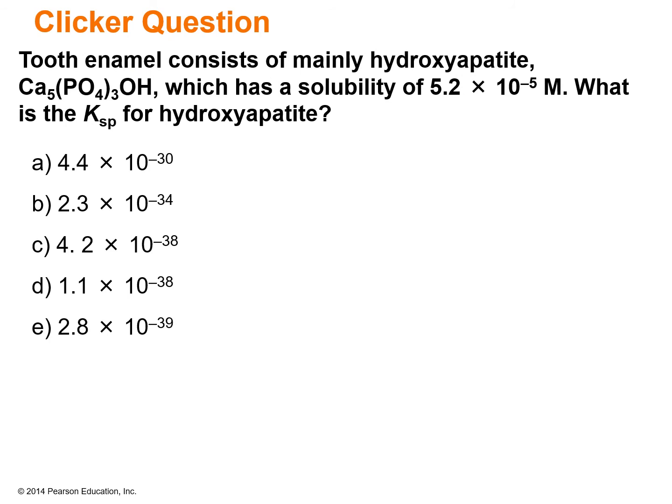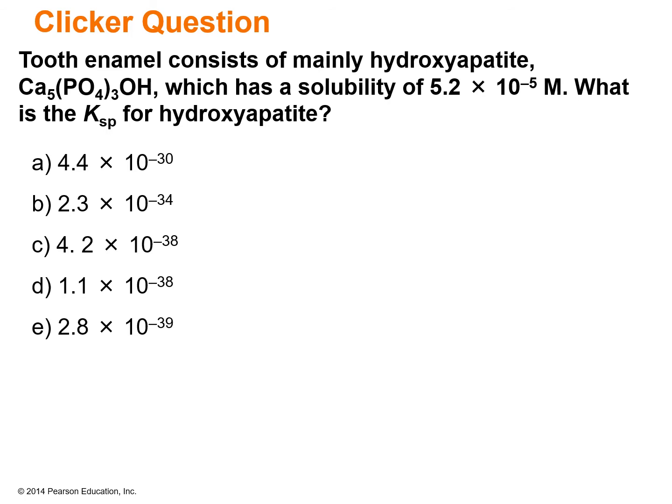So this clicker question focuses on tooth enamel, which consists of hydroxyapatite. And so it is a bunch of calciums, a bunch of phosphates, and a hydroxide. It has a solubility, or a molar solubility, of 5.2 times 10 to the minus 5. So it asks, what is the KSP for hydroxyapatite? So if we were to set up a problem like this, then it's a little bit backwards, right? It gives us basically S, which is also X.